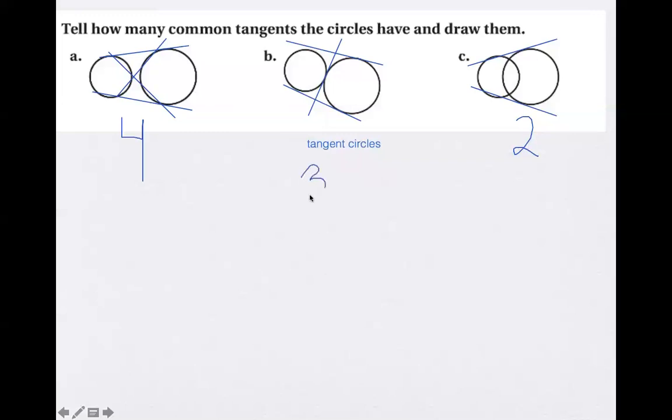Okay, these are the only options you would have for circles. So you should always expect either 4, 3, or 2 common tangents, just depending on where the circles are within the plane.